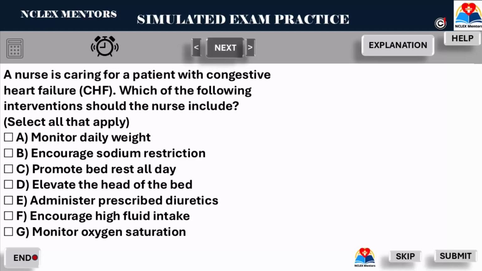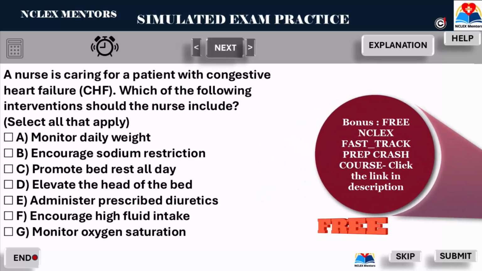Example question 2. A nurse is caring for a patient with congestive heart failure, CHF. Which of the following interventions should the nurse include? Select all that apply. A. Monitor daily weight. B. Encourage sodium restriction. C. Promote bed rest all day. D. Elevate the head of the bed. E. Administer prescribed diuretics. F. Encourage high fluid intake. G. Monitor oxygen saturation.